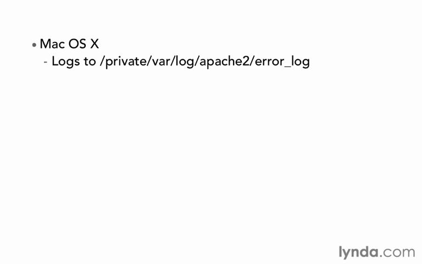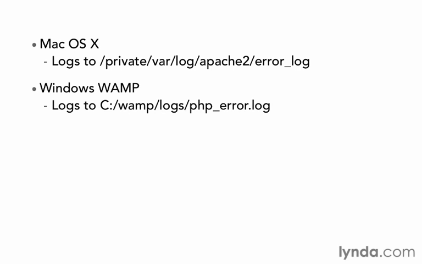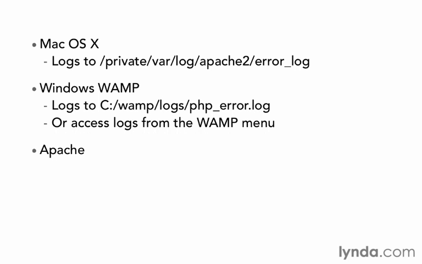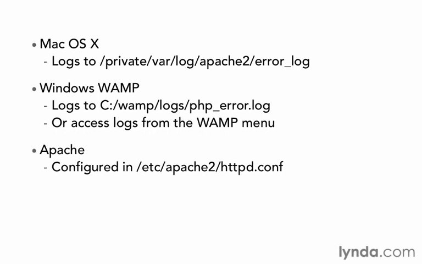If you're on Mac OS X, chances are that by default it's going to be logging to /private/var/log/apache2/error_log, and that's where you would find it. If you're on Windows and WAMP, chances are it's going to log into the WAMP folder, into logs, into php_error.log. Or you can access those logs from the WAMP menu. If you're running Apache, well then it's probably being configured inside Apache's config file, and you could look there to find out where that's being stored.